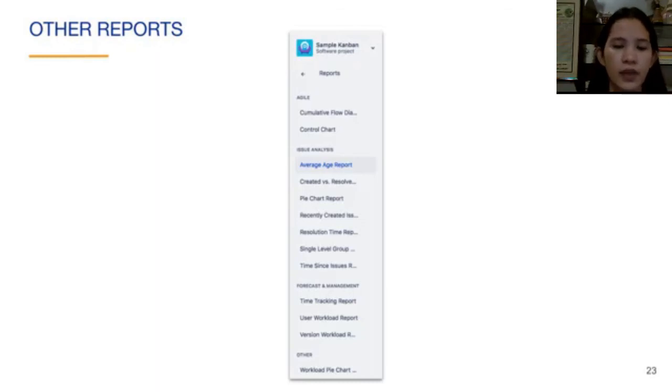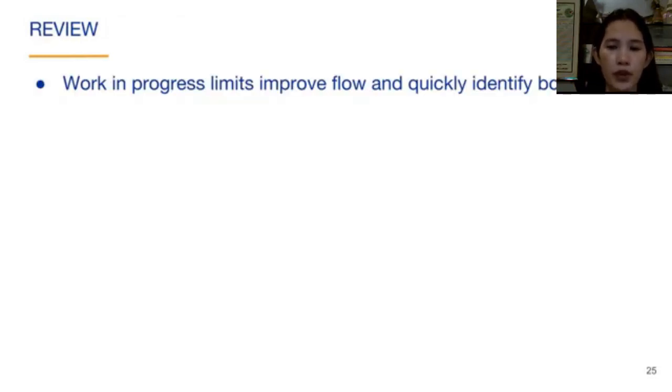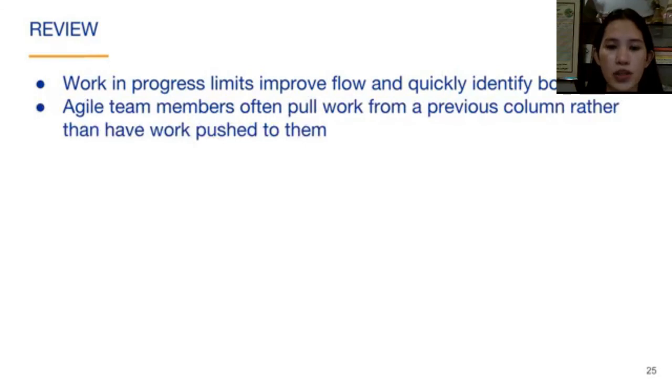Here is a review of what we've discussed in this video. Work in progress limits improve flow and quickly identify bottlenecks. Agile team members often pull work from a previous column rather than have the work pushed to them. A cumulative flow diagram is a common Kanban report and shows the number of issues in each status over time.